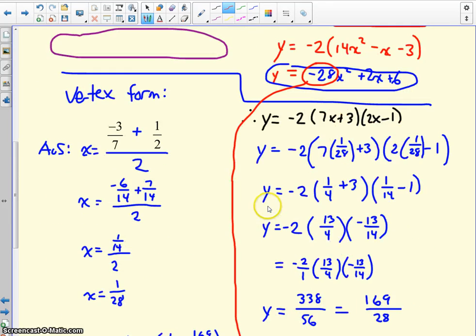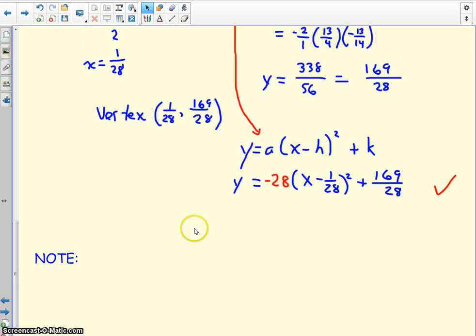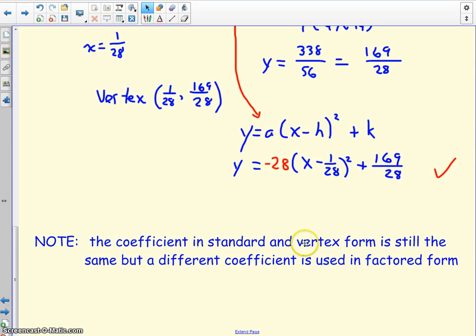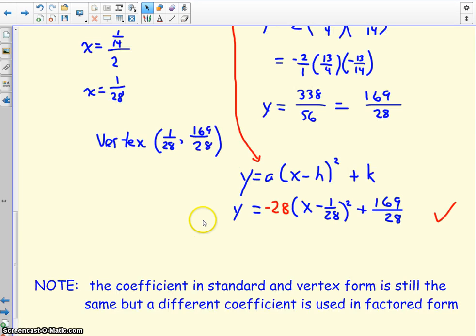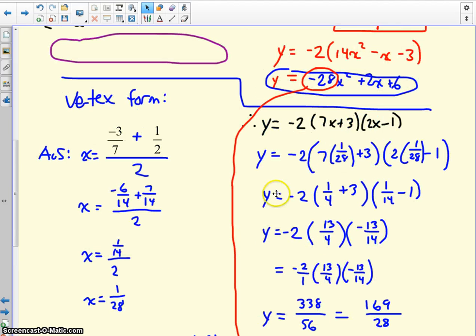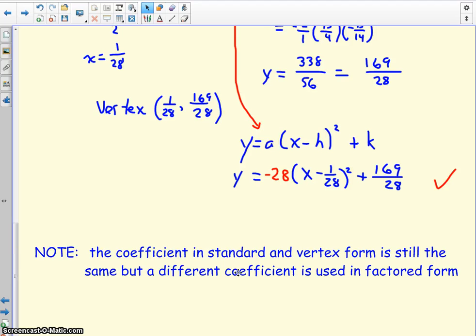Now, the one thing I want you to notice here, and again, we just talked about it, is that the a value in standard form and vertex form are the same, but you wind up in this case getting a different coefficient, an a value of negative 2 in factored form. So just be careful. Don't just blindly take your a values from factored form and assume it tells you everything about direction of opening and transformations, because it's not necessarily going to be the same value in standard or vertex form.